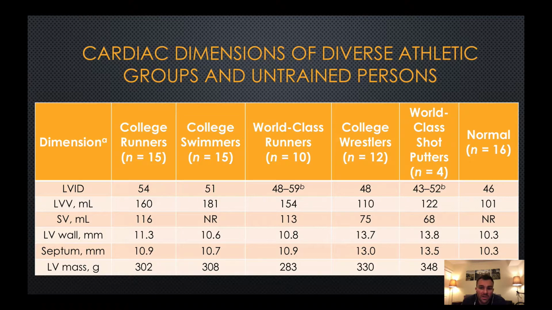Here are cardiac dimensions of different populations again: runners, swimmers, wrestlers, and shot putters. If you look at left ventricle mass, you'll see again that the shot putters have the largest mass. If you look at the left ventricular wall size, again, largest within the shot putters. Stroke volume, though, look at the difference in stroke volume between college runners and shot putters. Completely different. Huge difference in how much blood is being ejected.